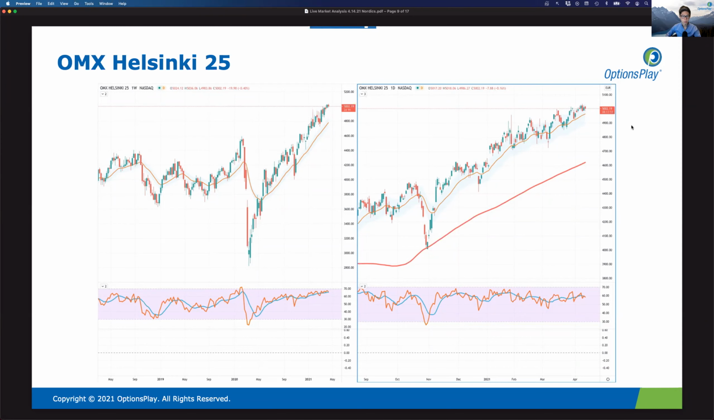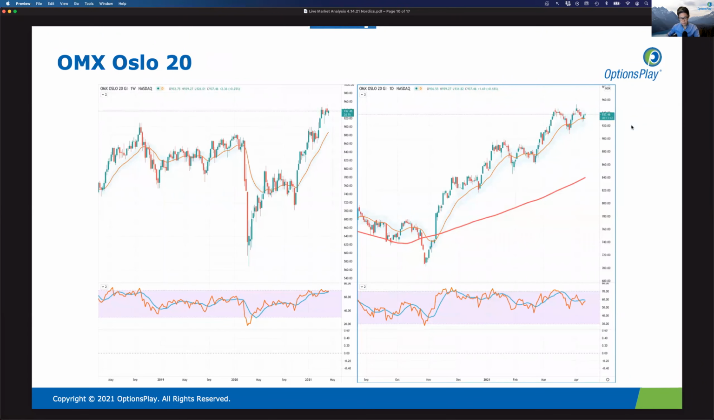especially as Helsinki so far has remained fairly strong. And then lastly, we'll look at Oslo. Oslo has really rallied over the past since the November election. This has driven oil prices substantially higher since then, and that's what's been driving the Oslo markets, which are obviously very heavy in oil and gas.